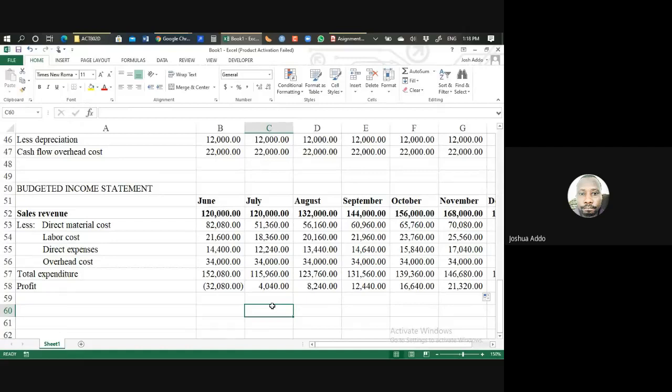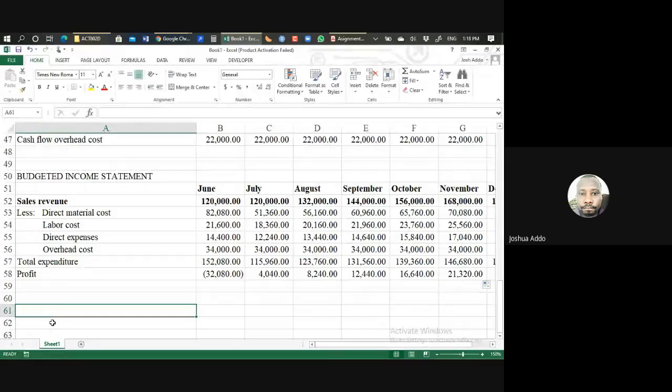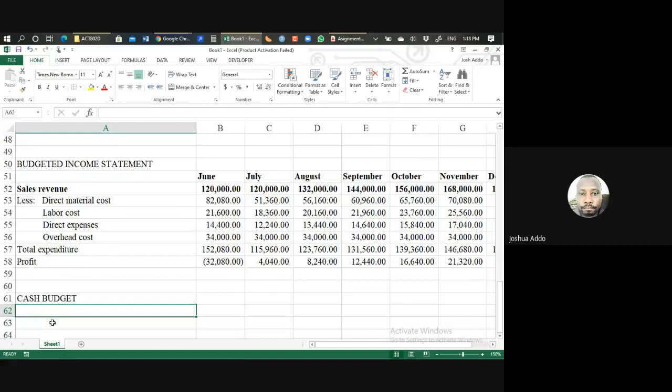Okay, let's proceed. Now let's come to our cash budget. The cash budget is a cash flow statement. So here, the timing of when money comes is very important. Before I even prepare the cash budget, let me ask this question, and I'm putting marks on it. If you attempt it and get it right, I'll give you 2 marks.